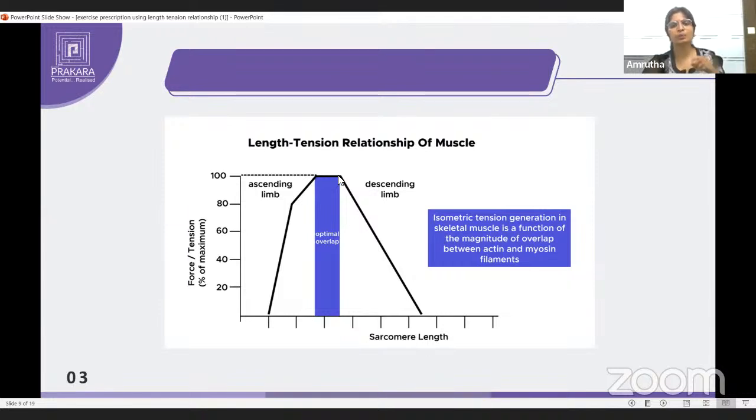And again, when lengthening, the active tension is reducing. Whenever the active tension reduces, the passive tension comes into play. So the tension is reducing. As the sarcomere length is increasing, first the tension increases, then a plateau, then tension decreases. This is nothing but the length-tension relationship.